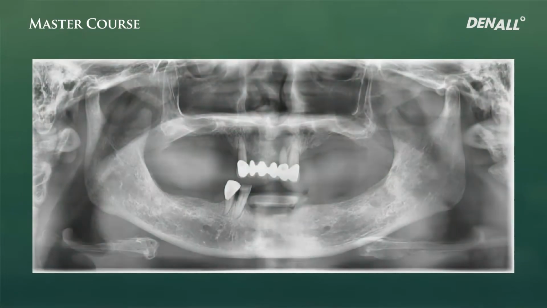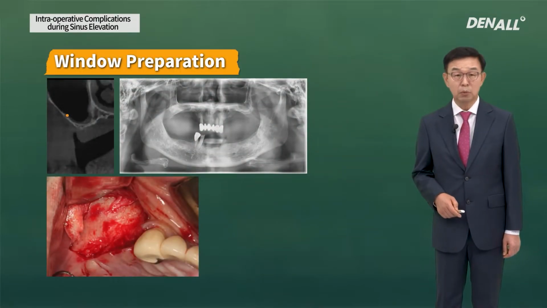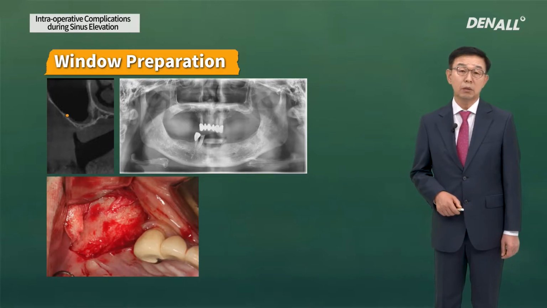This is a 60-year-old male patient. I'm going to place implants on both sides using the window approach for the upper posterior area. The overall residual bone is very limited in quantity, and if you look at the CT on the right side of the sinus, you can see the intraosseous artery.